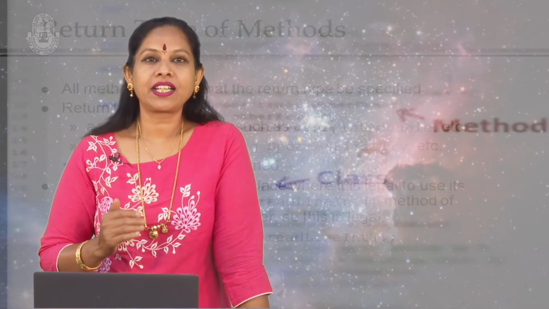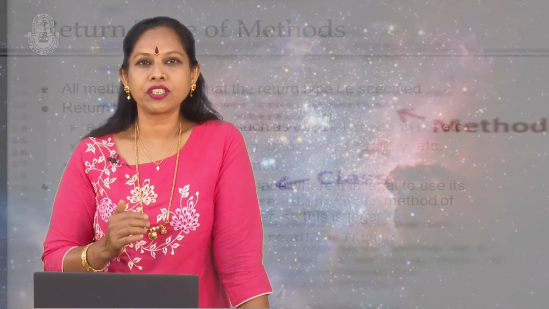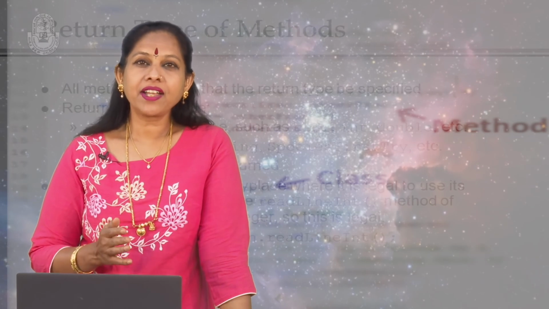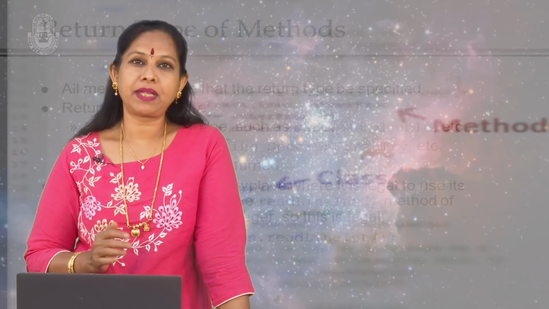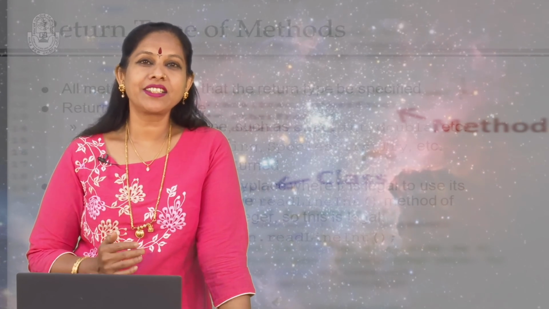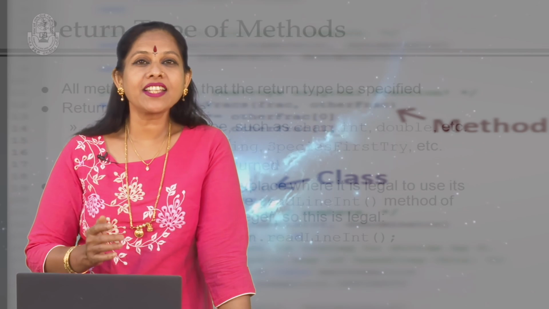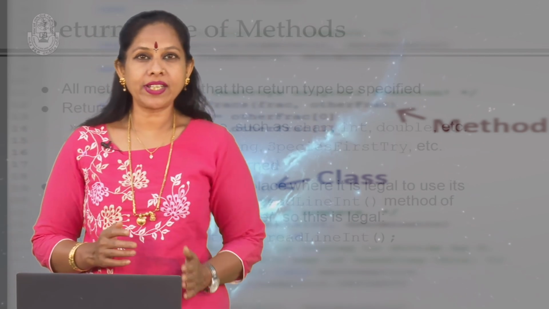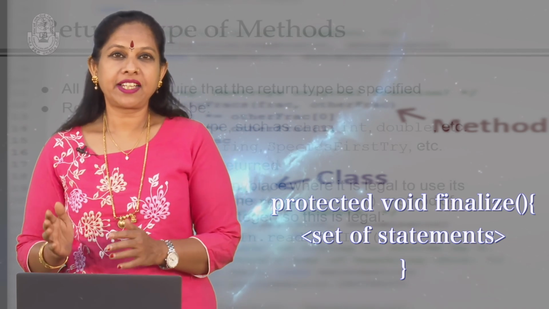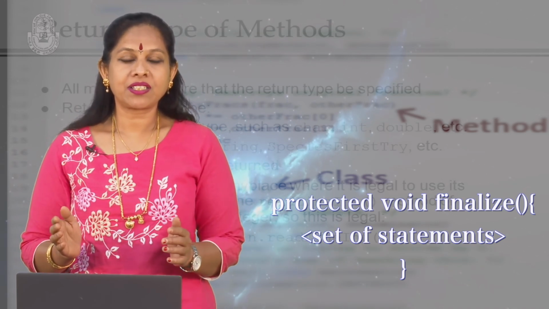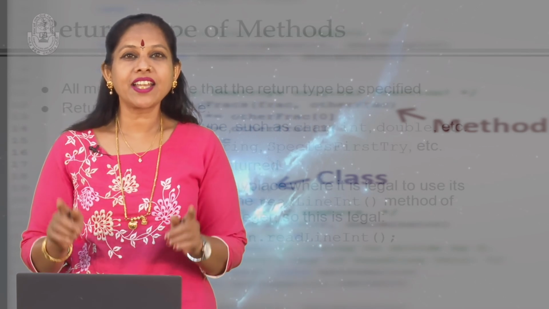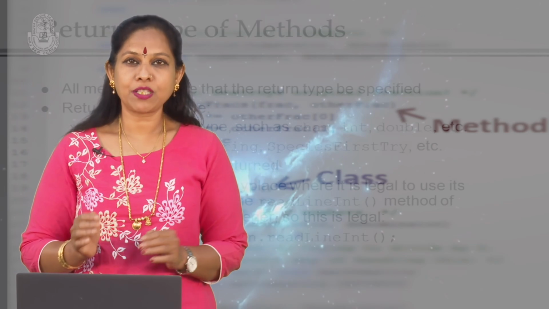To create a finalizer method for the classes, the finalize method can be overridden as shown below. protected void finalize() { set of statements }. Any cleaning required may be included inside the body of the finalize method.